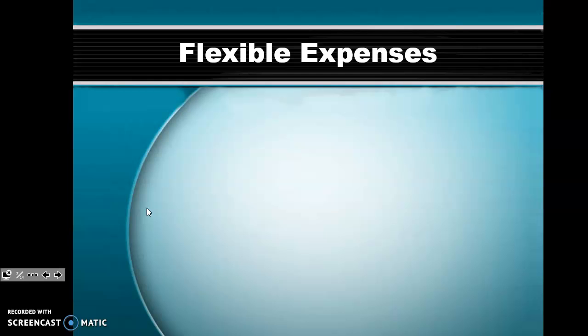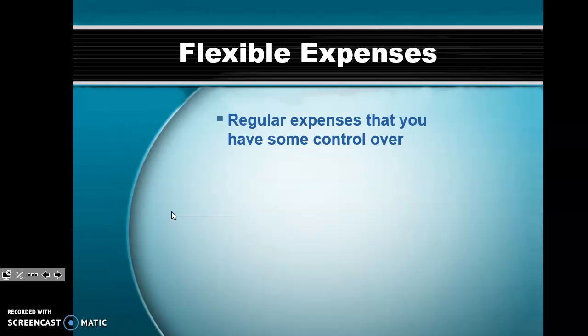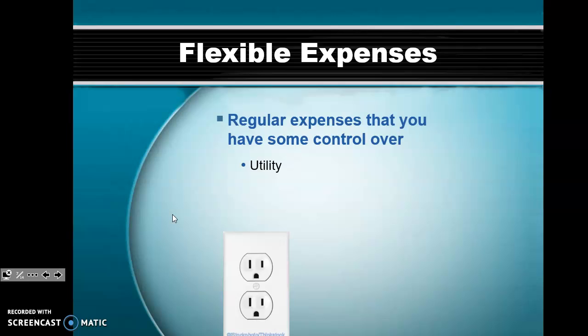Then you have flexible expenses. They're also called variable expenses because flexible expenses are regular expenses that you have some control over. You know they're going to happen, but you know that the amount may vary and you can have some control over it, like a utility bill. For example, your power bill, you could turn some more lights off, or you could vary your usage of electricity to give a lower bill. Maybe turn your thermostat lower.